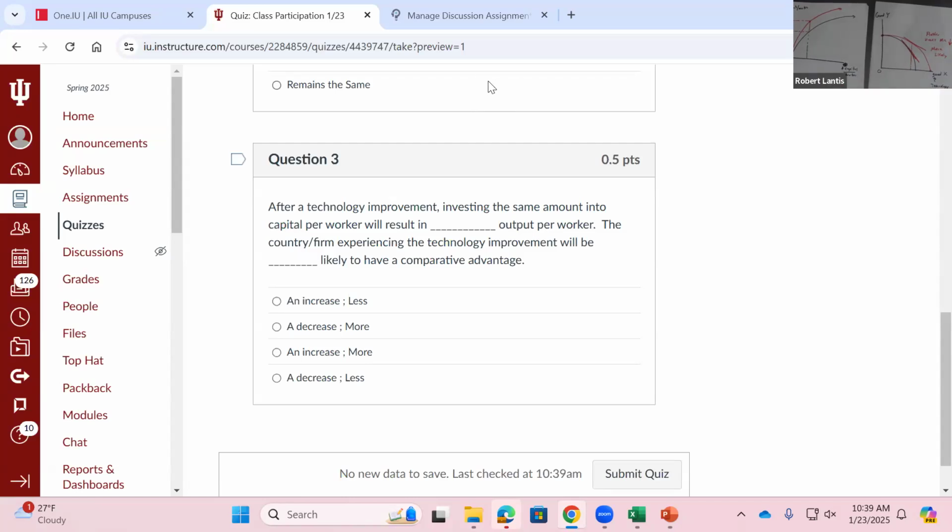So just before, make sure time-wise that we get this submitted. So that was what? An increase, right? And then more, right? Should have been the correct answer there, okay?